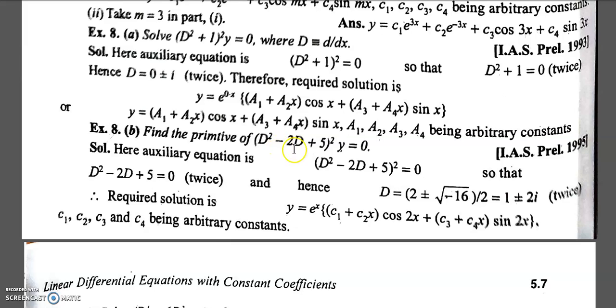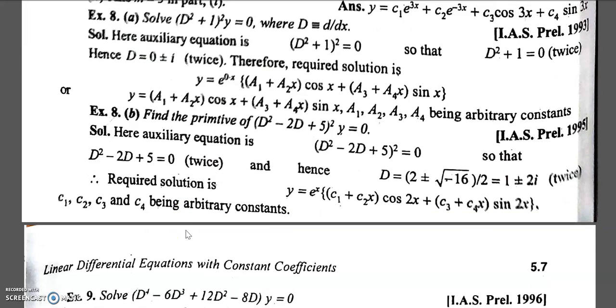And this problem is again given to you, and this is a square, meaning it is twice. So you just use the formula d equal to minus b plus minus root under b square minus 4ac by 2a, and you get 1 plus minus 2i, each twice. So your solution is e power alpha x, that is e power x. And for plus minus 2i, how do you write this? c1 plus c2x cos 2x plus c3 plus c4x sin 2x, where c1, c2, c3 and c4 are arbitrary constants.